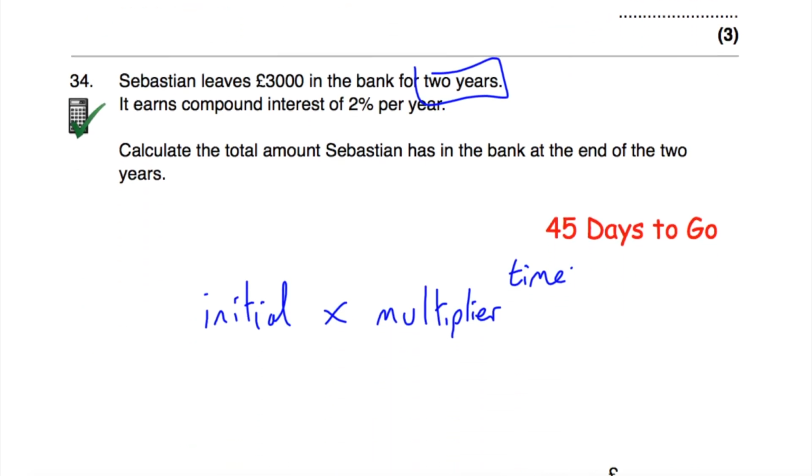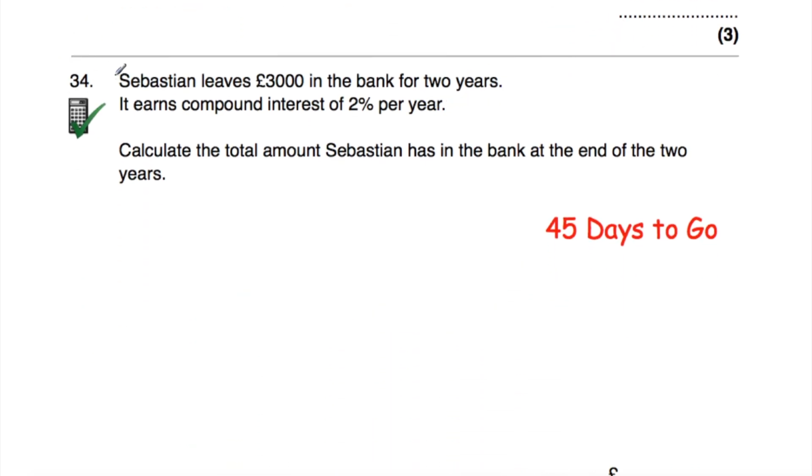Okay, let's have a look at the next question. We've been told that Sebastian leaves £3,000 in the bank for 2 years and it earns compound interest at 2% per year. And we've been asked to calculate how much money Sebastian has in the bank account at the end of the 2 years. So remember, we've got initial multiplied by the multiplier to the power of time. So that's really useful for working out compound interest questions.